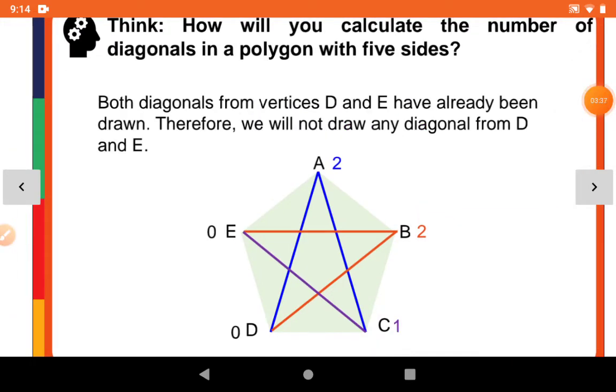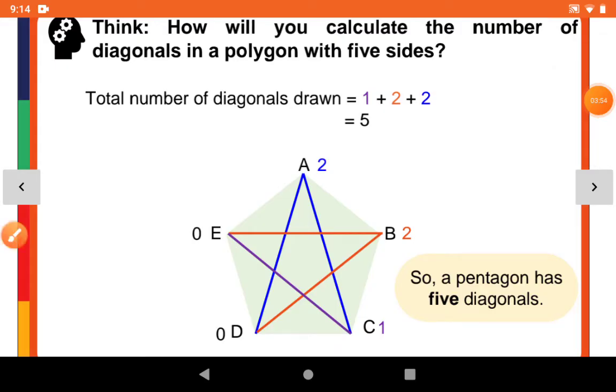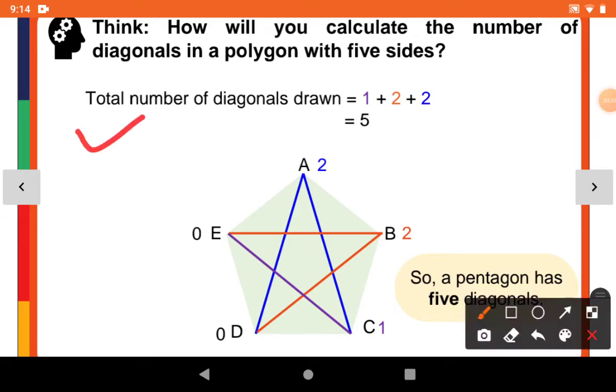And for the next two vertices, that is D and E, the diagonals have been drawn already by the other vertices. So this figure has a total of 2 plus 2 plus 1, that is 5 diagonals. So the total number of diagonals drawn in a pentagon is 5, which have been drawn in this figure.